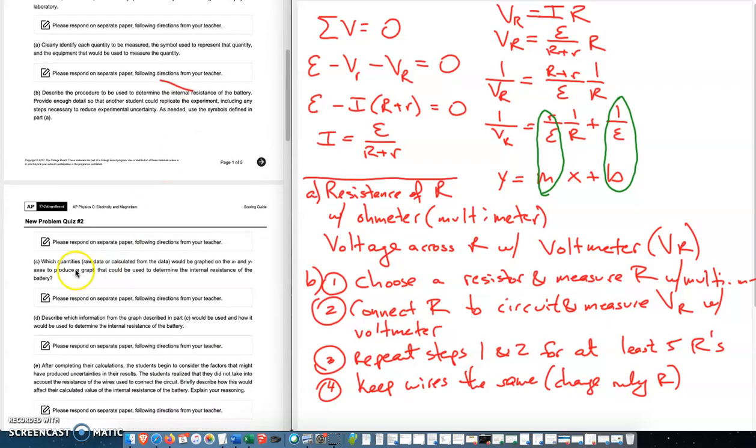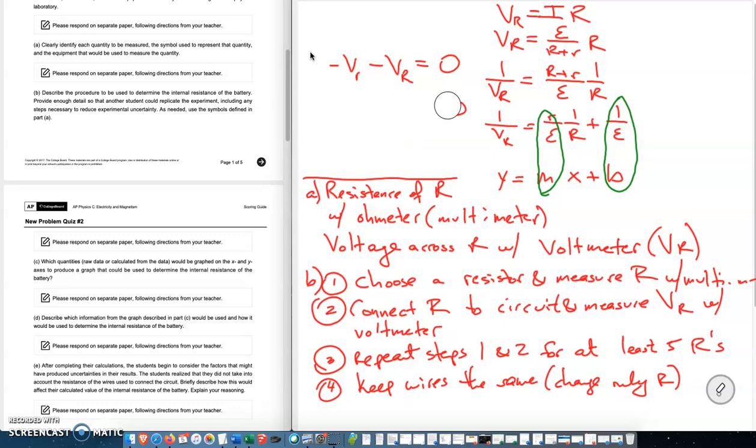All right, C, which quantities, raw data, would be graphed to produce a graph from which we can get the internal resistance. Okay, so that's why I did this theoretical work up here first. I have my equation that I'm testing out. So for part C, I'm going to graph on the x-axis 1 over r, and on the y-axis 1 over the voltage.